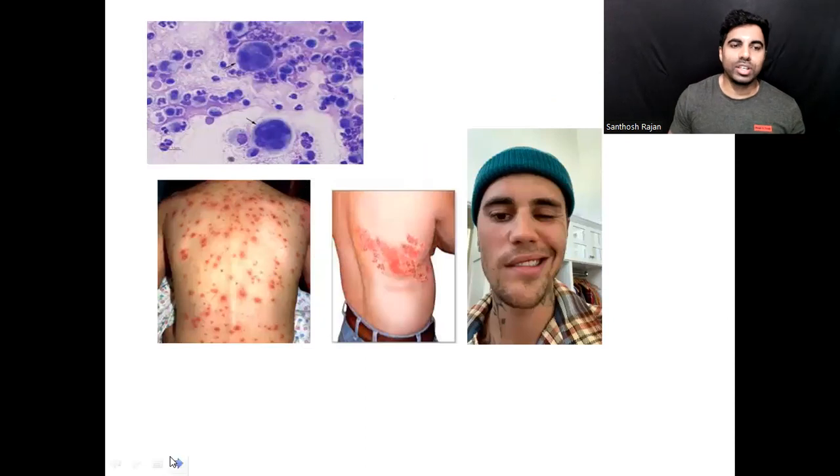Now look at this. What is this picture? I'm sure you must be remembering. By seeing the picture, what will you say? You see the cells now, like many cells fused together.